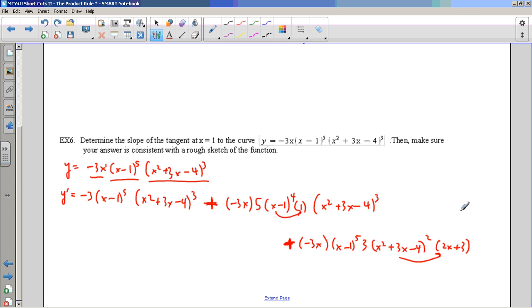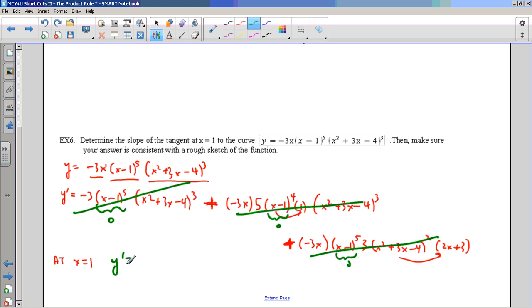Okay, great. And now I actually have to find the slope at x equals 1. But notice, that sounds bad, but it's not bad at all, because at x equals 1, do you see what happens? That's 0. This is 0. This is 0. And it's all multiplied, right? So this 0 will wipe this out. This 0 will wipe this out. This 0 will wipe that out. So at x equals 1, y prime equals 0.